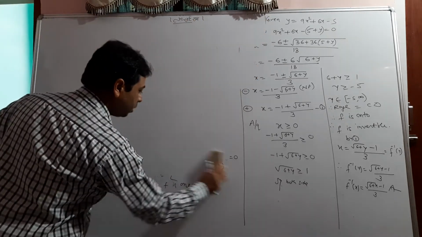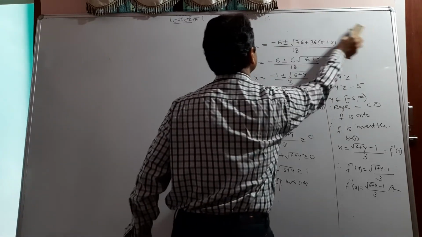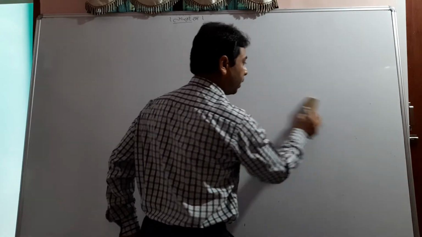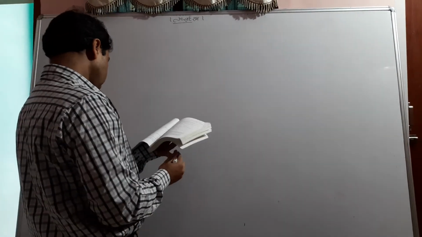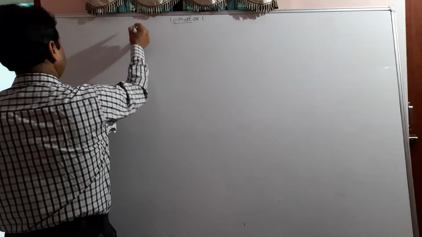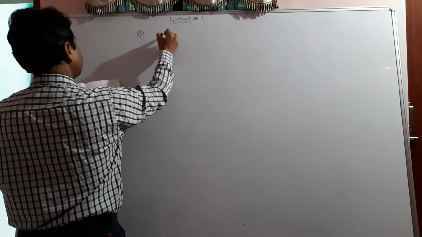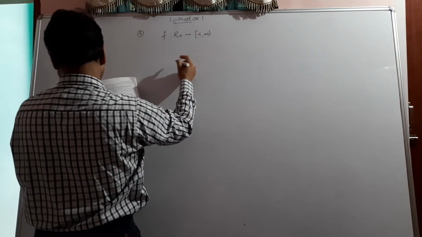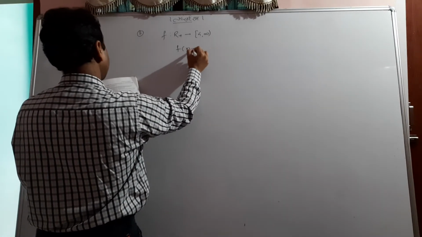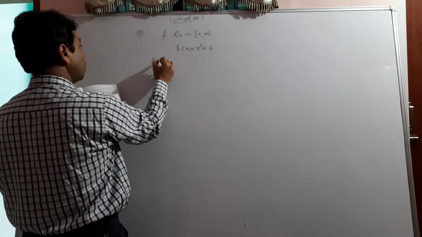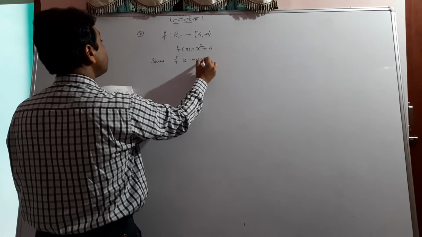Now we discuss a few questions of inverse also from your exercise. As I told you, I gave you some questions from your exercise. So let me do one question. Suppose question number 8. Question says f from R plus to [4, infinity), and the function is given by x square plus 4. Show that f is invertible.